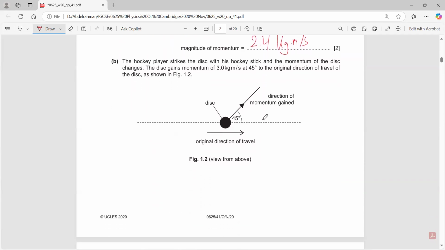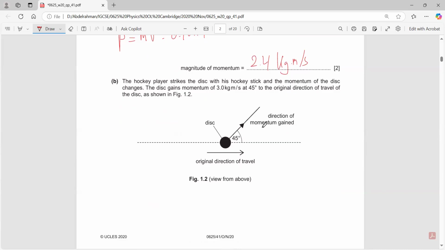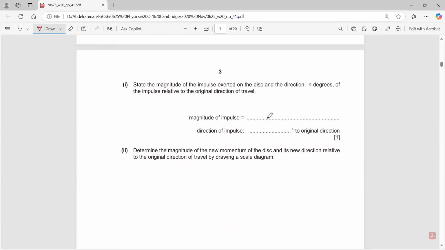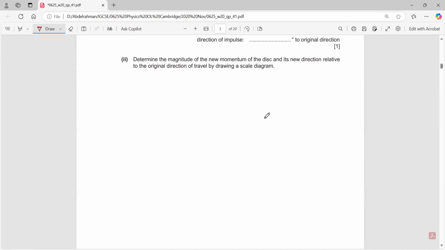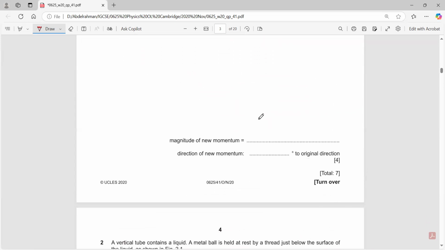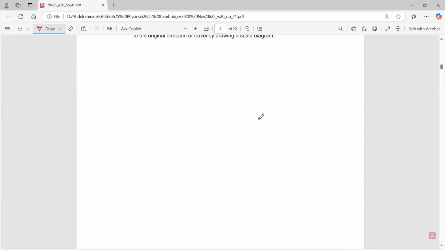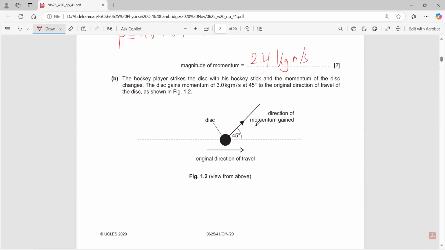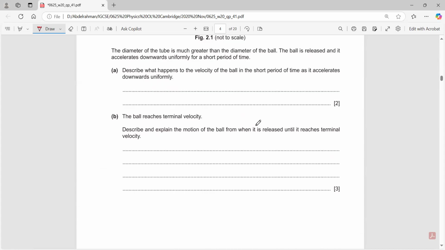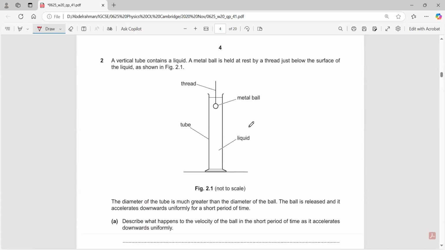The rest of this question is cancelled. It has been removed from your syllabus. You're not required to draw these force diagrams with an angle other than 90 degrees, and you're not required to solve any questions with angles other than 90 degrees. So this angle is 45 degrees, and you are not required to solve it.